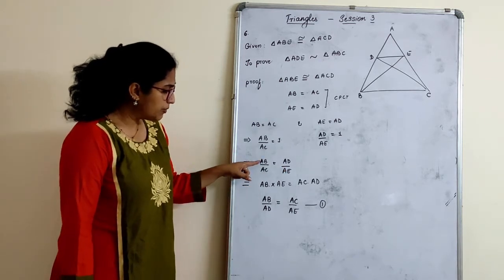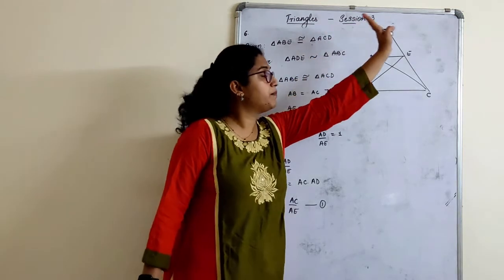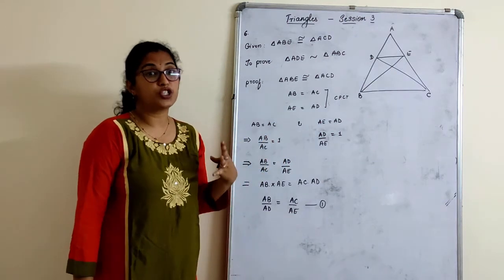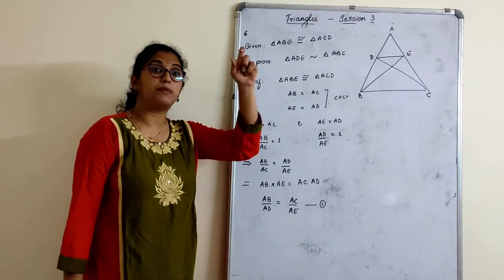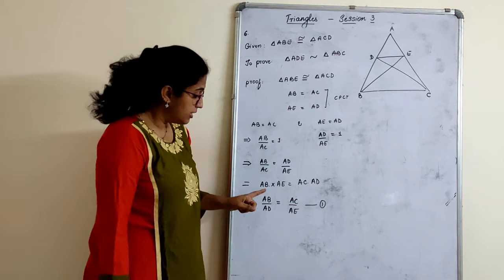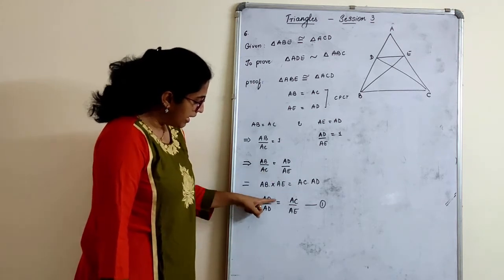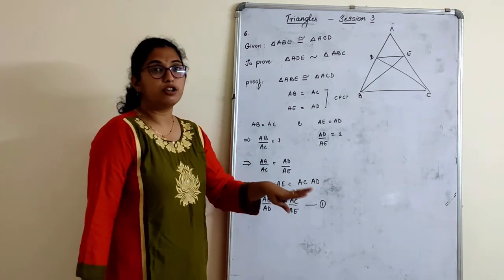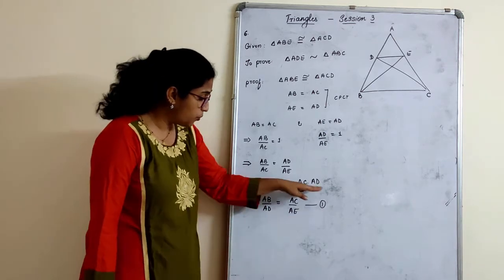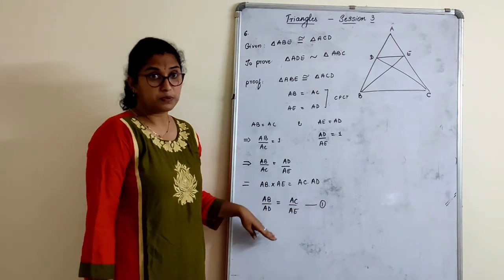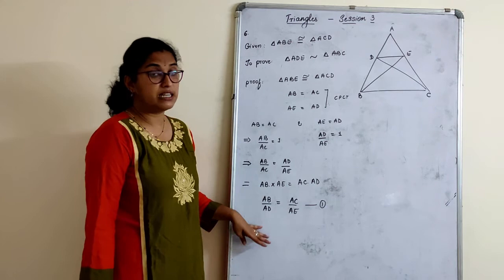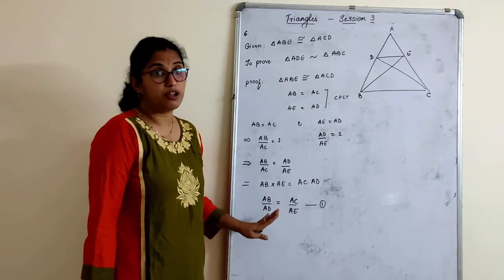Next part. Now AB by AC I have. AB upon AC. We cannot do proportional sides like that. We should always have a bigger upon smaller part of a triangle. So I just cross multiplied them and brought it in a proper manner of a proportional side. I proved that one proportional side is equal. These two are proportional sides. Always try to bring them in this format only.